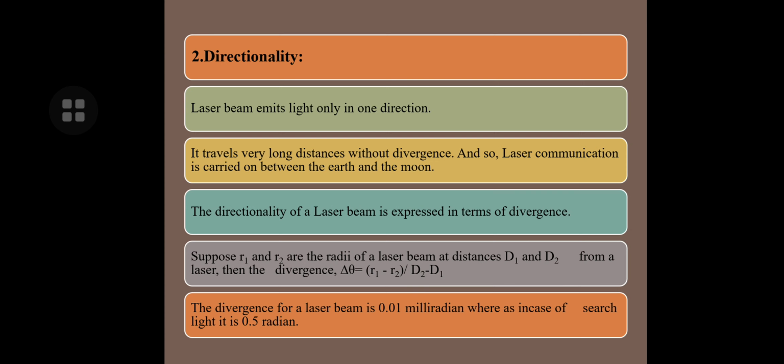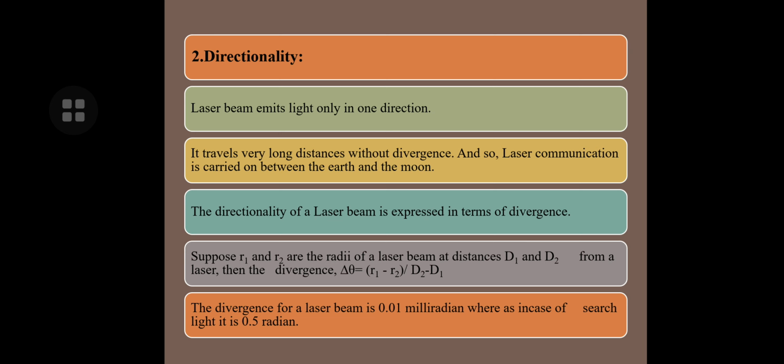The next one is directionality. A laser beam emits light only in one direction. It travels very long distances without divergence, and so laser communication is carried on between the earth and the moon. The directionality of a laser beam is expressed in terms of divergence. Suppose R1 and R2 are the radii of a laser beam at distances d1 and d2 from the laser, then the divergence delta theta equals R1 minus R2 by d2 minus d1.